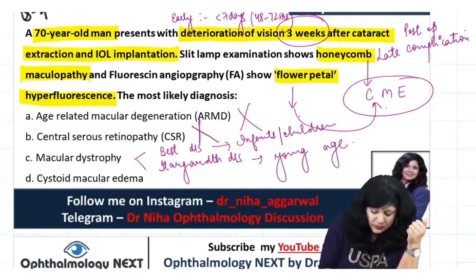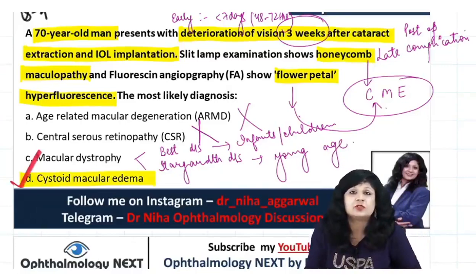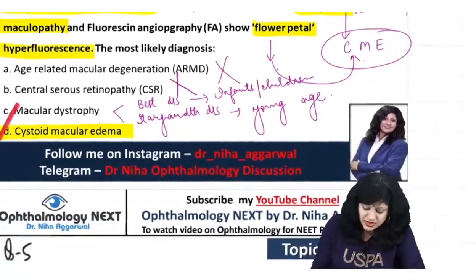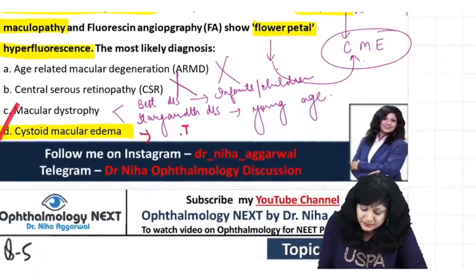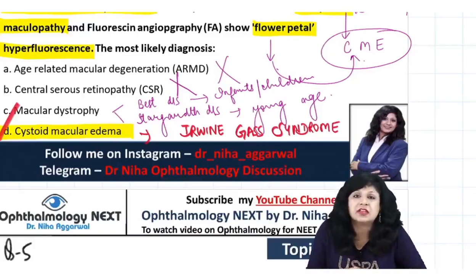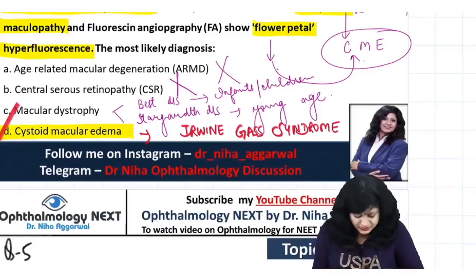So the answer to this question is cystoid macular edema. You have got the findings suggestive of cystoid macular edema, and moreover it is also a well-known late post-operative complication of the cataract surgery, and here it will be called the Irvine-Gass syndrome. So it has a typical name. Irvine-Gass syndrome is the cystoid macular edema which occurs in the pseudophakic patient after the cataract surgery, right?